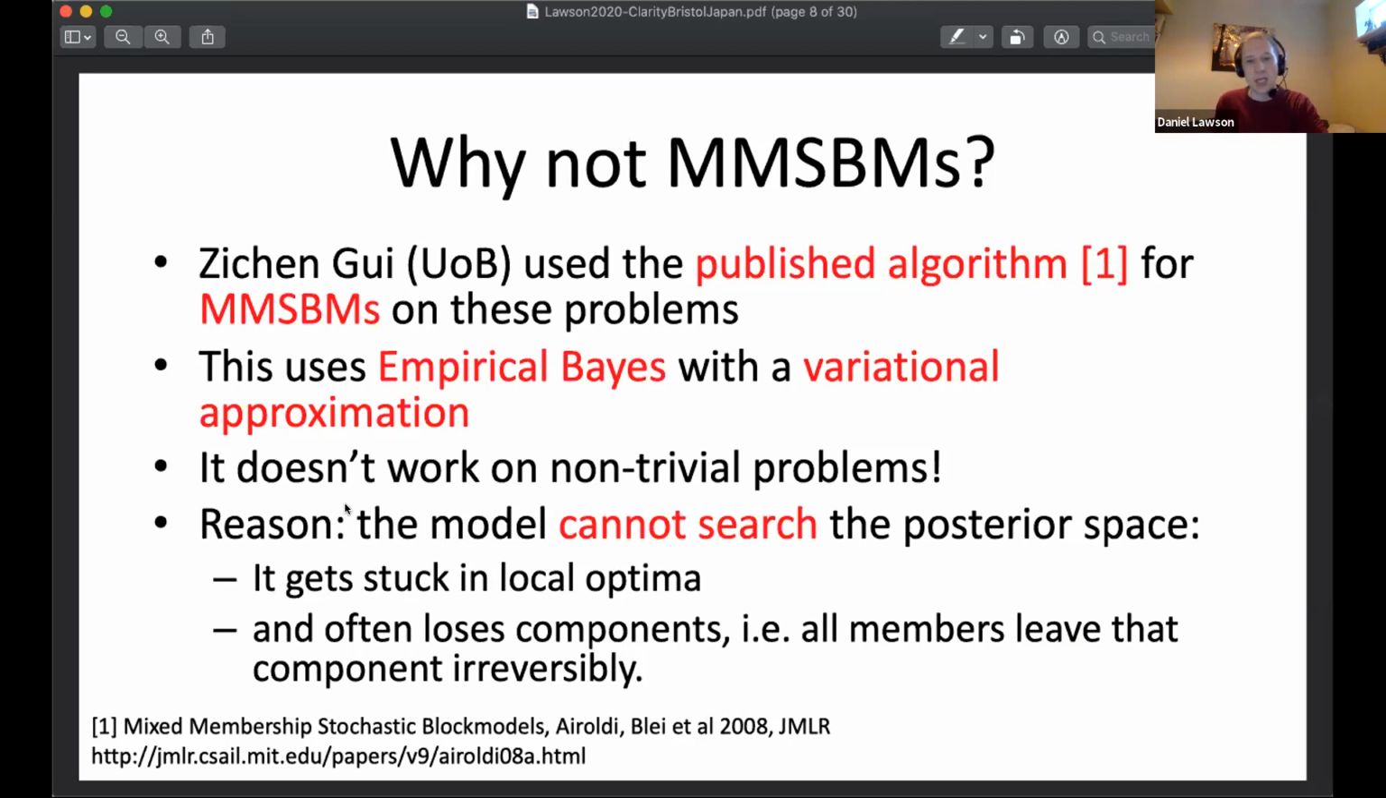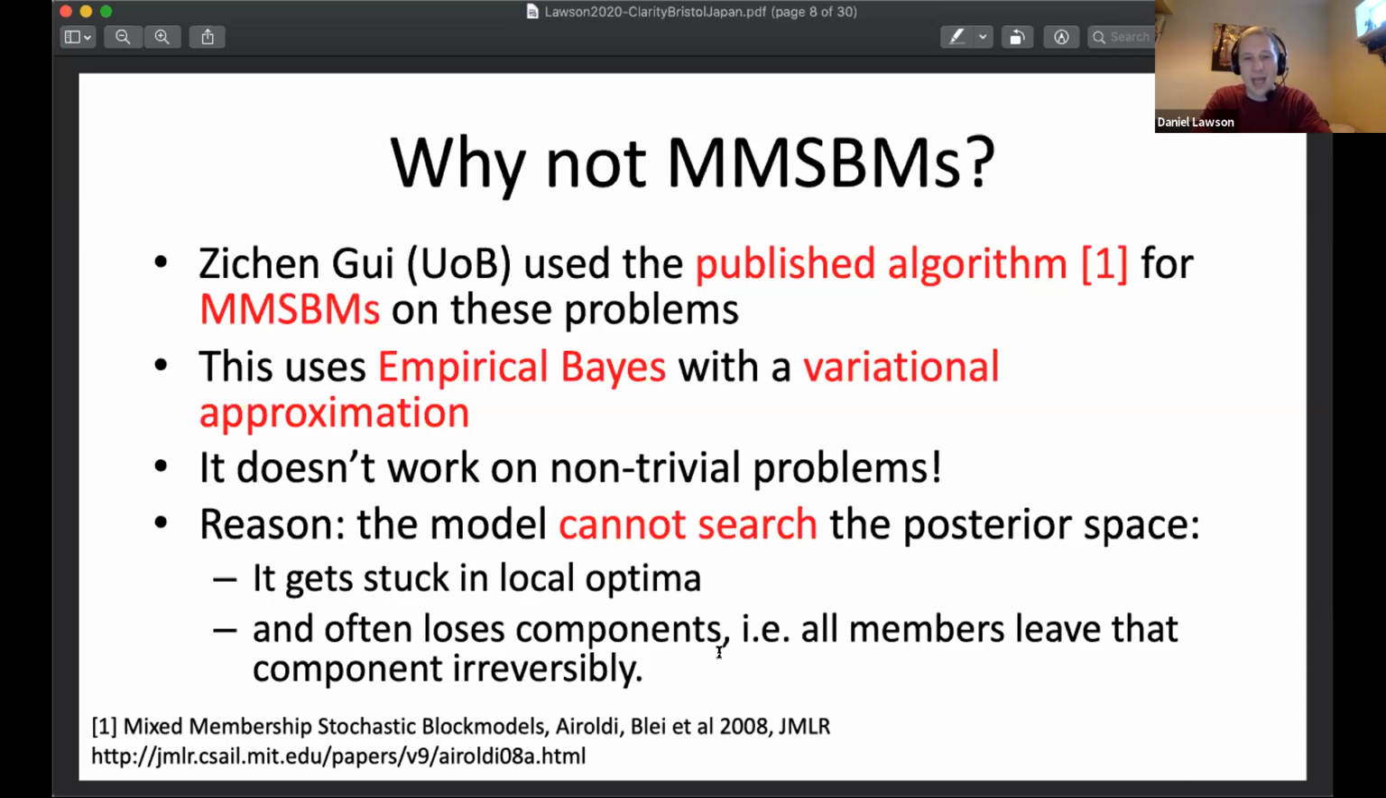And the reason the published algorithm doesn't work is that in order to describe the distribution of the posterior parameters of such a model, you have to perform a search process as well as having a model for what's going on. And it's the search part that goes wrong. So the update rules that they use for empirical Bayes get stuck in a local optima, and specifically it loses components.